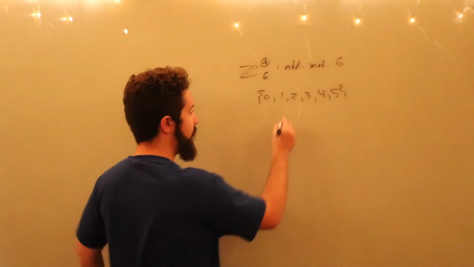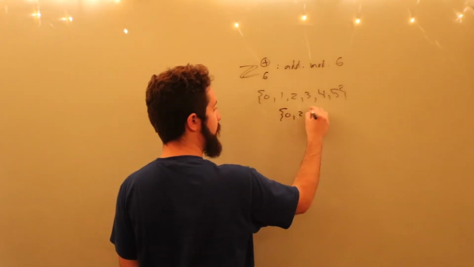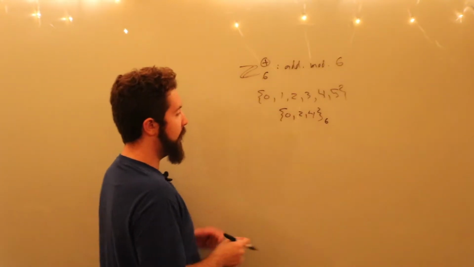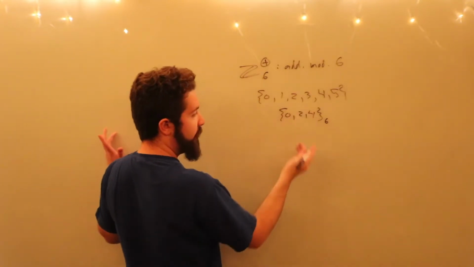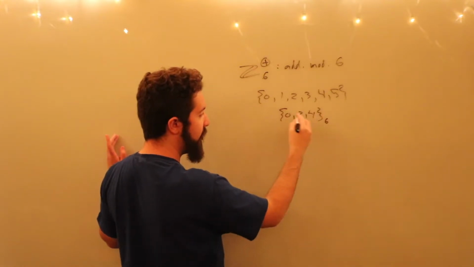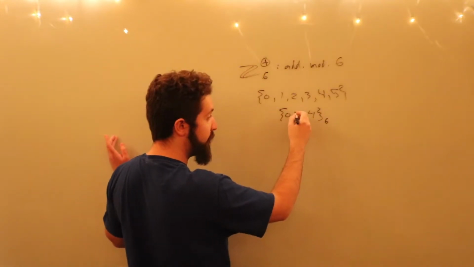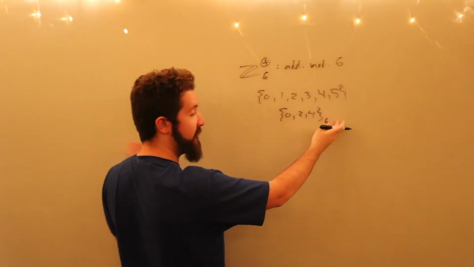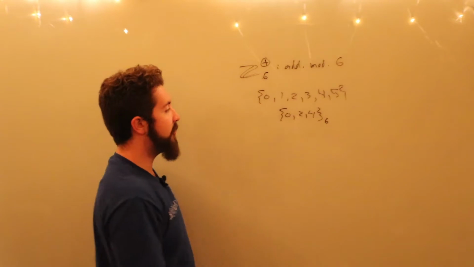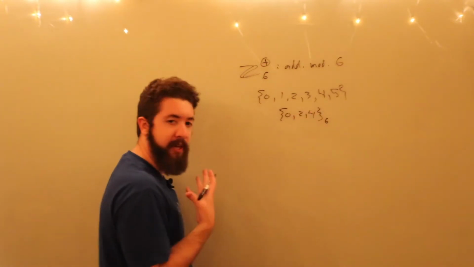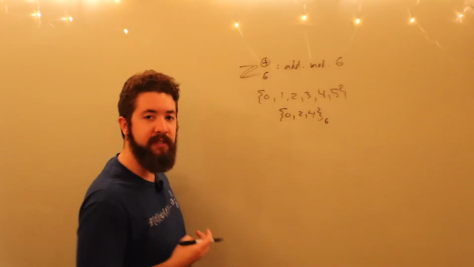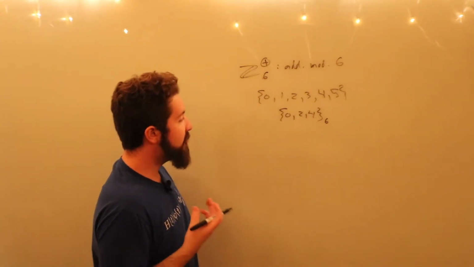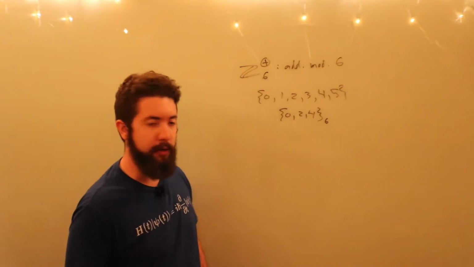All right, now let's consider the subset 0, 2, and 4. Again, addition mod 6. Well, 0 plus 2 is 2, 0 plus 4 is 4, 0 plus 0 is 0, 2 plus 2 is 4, and 2 plus 4 and 4 plus 2 are going to be 6, which mod 6 is 0. So this is going to be closed, and 4 and 2 are going to be inverses of each other, and 0, as always, is going to be its own inverse. Thus, we are going to have inverses, we have the identity, it's going to be a subgroup.